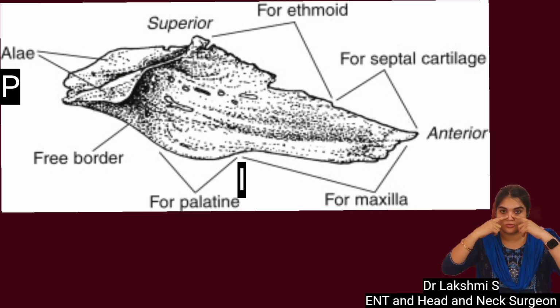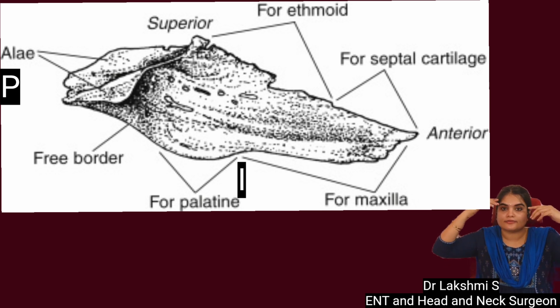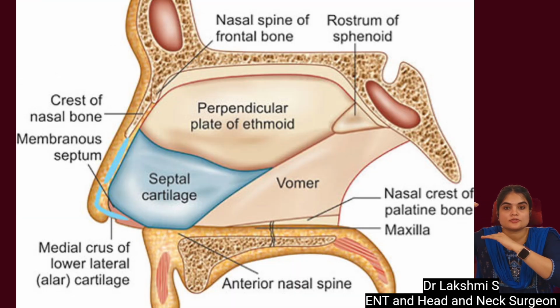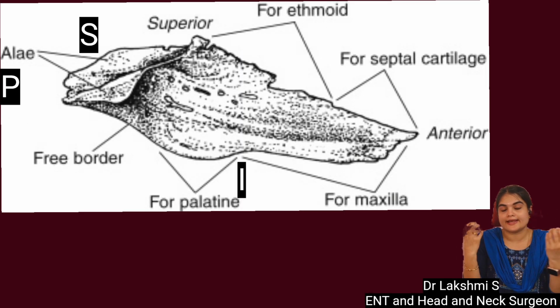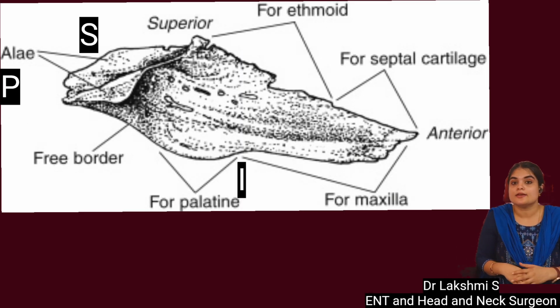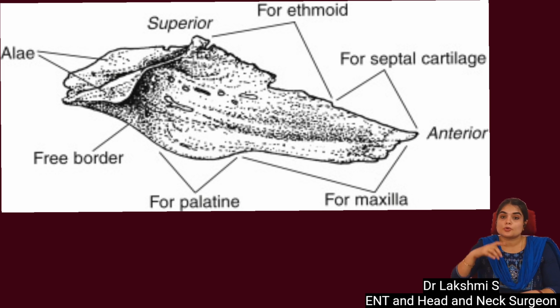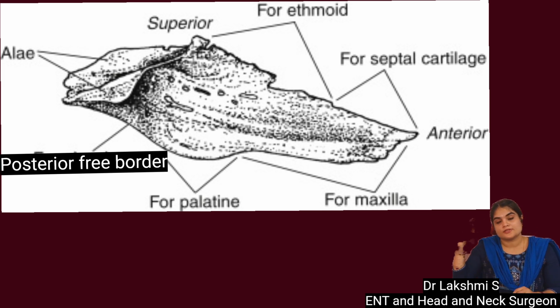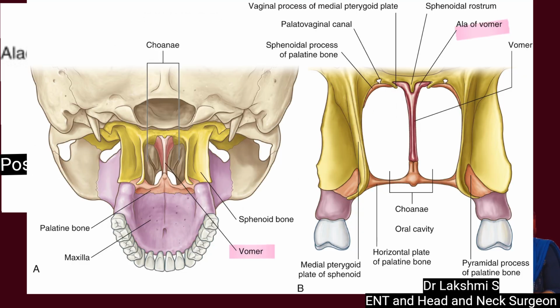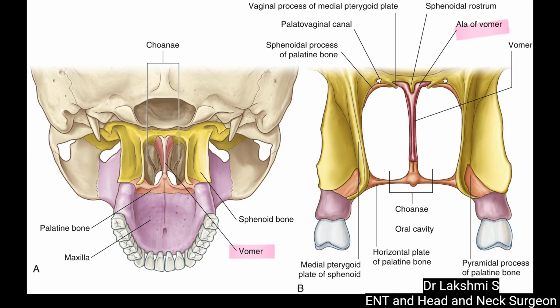If you imagine this is the nose, in the inferior part you have the maxillary and palatine bones. Superiorly you will have the ethmoid continuation and also the sphenoid. So the articulations will be like that. Just have that 3D picture in your mind and then you can easily explain the articulations. Anteriorly, just like the perpendicular plate of the ethmoid, the vomer is also attached to the septal cartilage. What happens to the posterior part of the vomer? The posterior edge of the vomer forms the posterior free end of the septum.